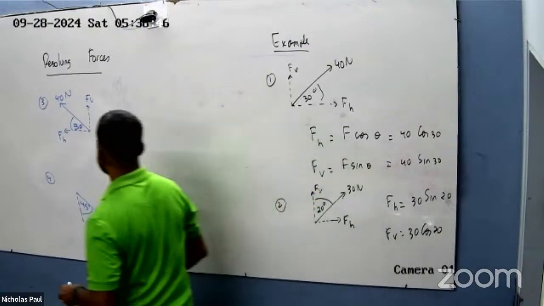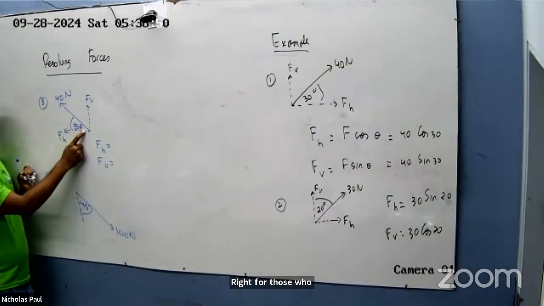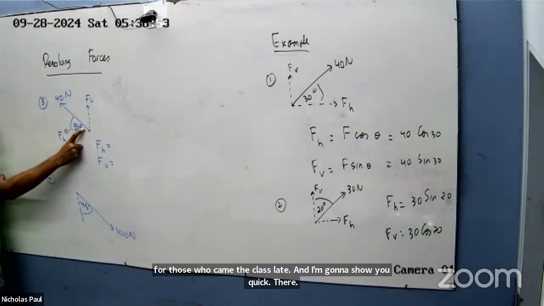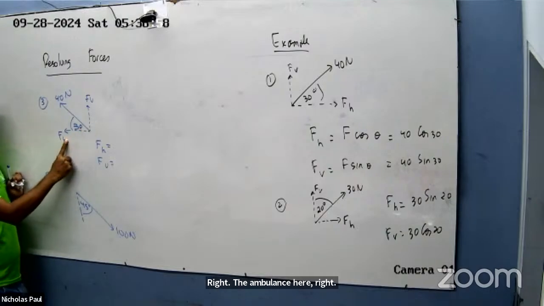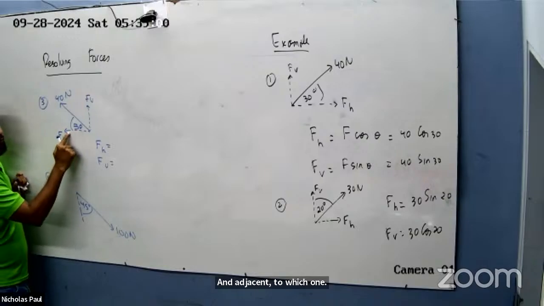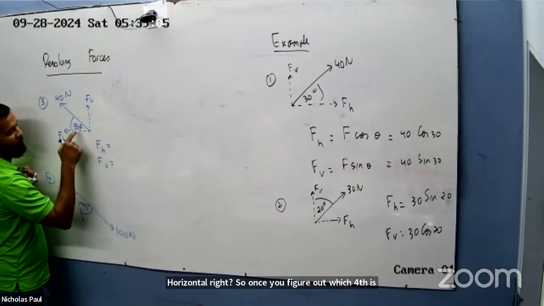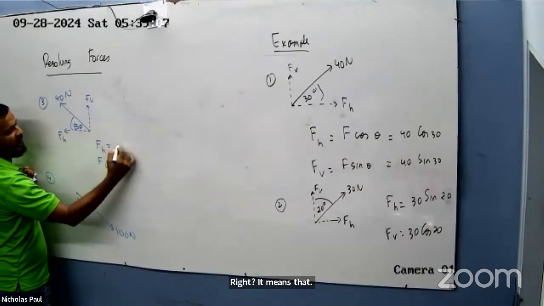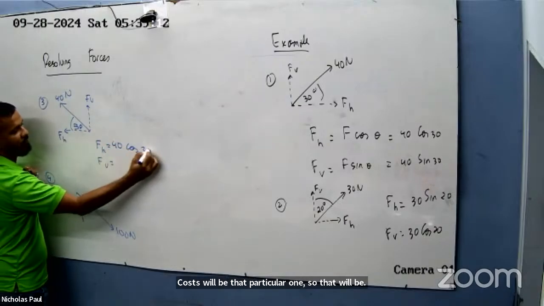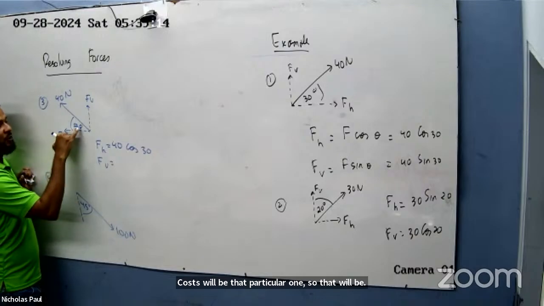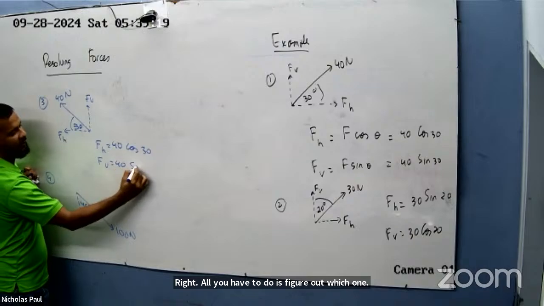Right, for those who came to class late, I'm going to show you quickly. So the angle is here, right? The angle is here, right? And adjacent to the angle is which one? Horizontal, right? So once you figure out which force is adjacent to the angle, it means that cos will be that particular one, so that will be 40 cos 30. All you have to do is figure out which one is adjacent. Next will be 40 sine 30.